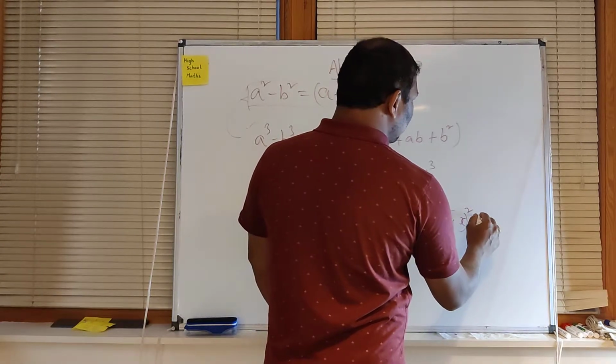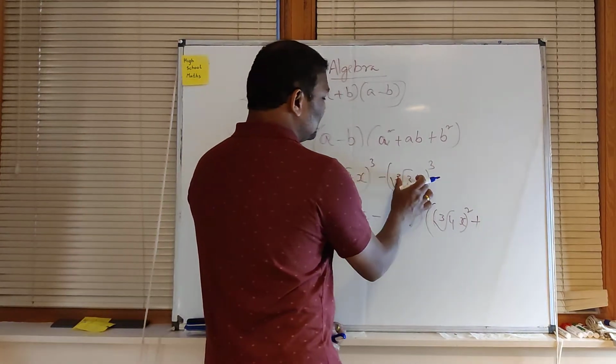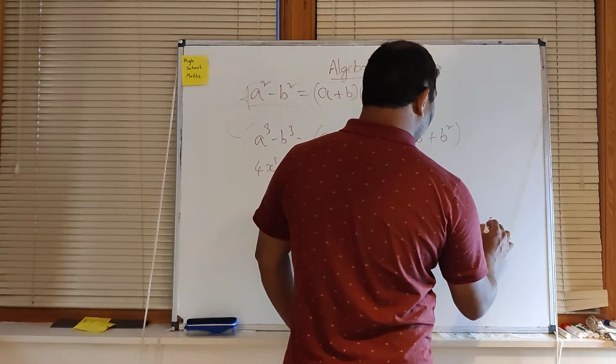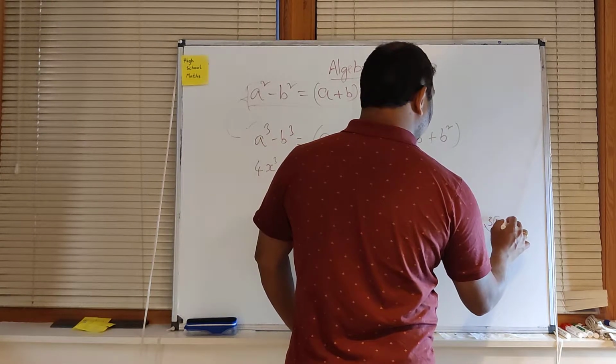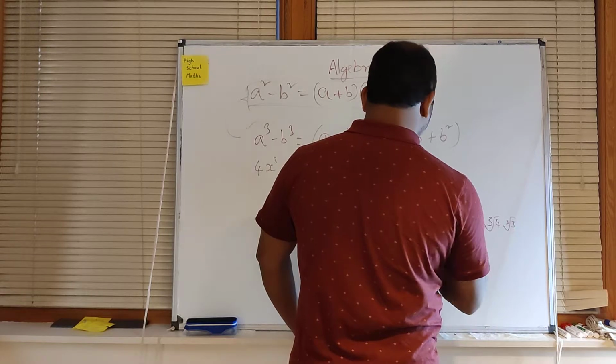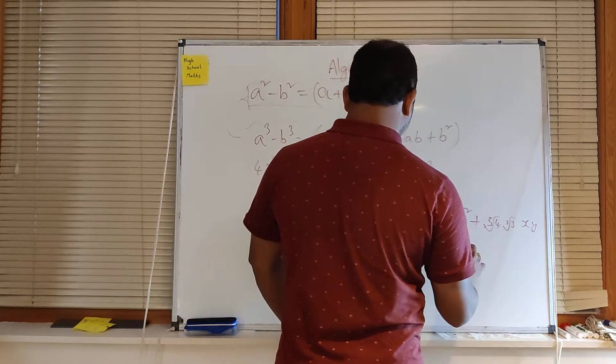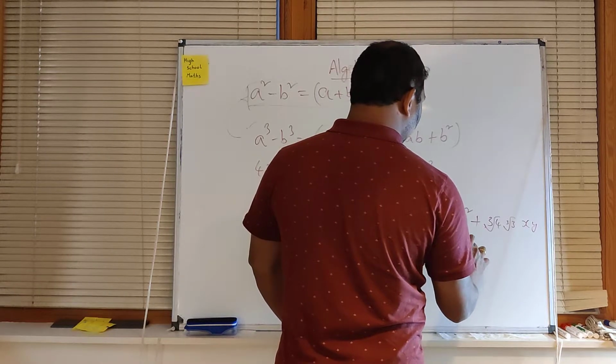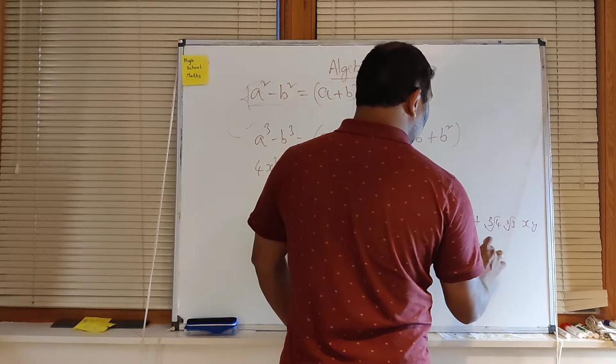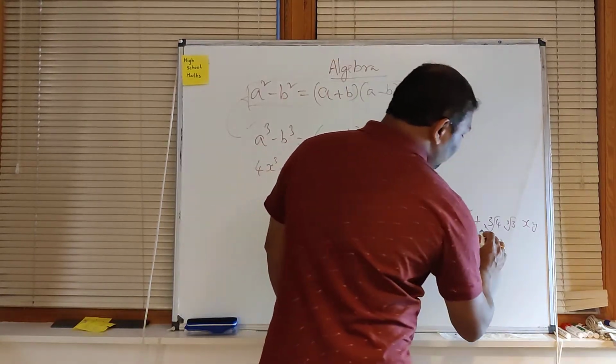A square plus ab. What is ab? This and this. Cube root of 4 cube root of 3, X, Y. Plus cube root of 3y, cube root of 3y whole square. Okay. Is there any way that we can simplify this one?